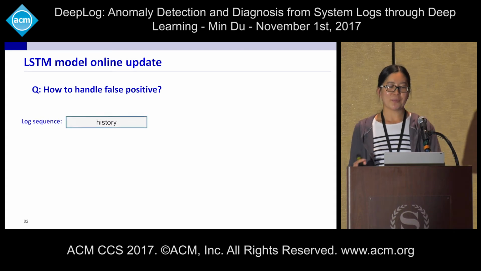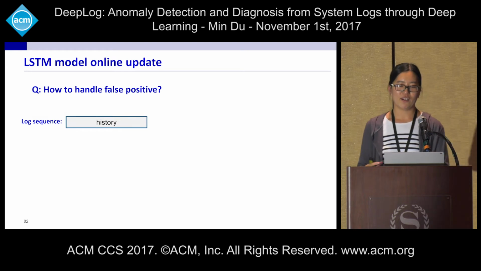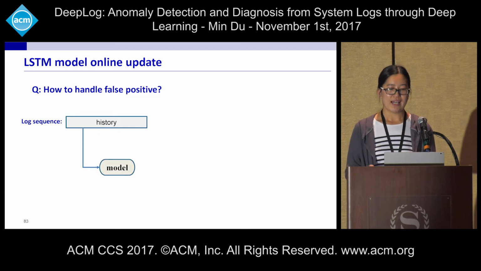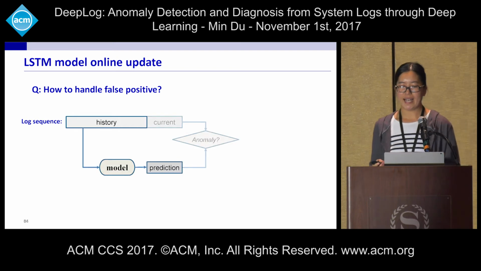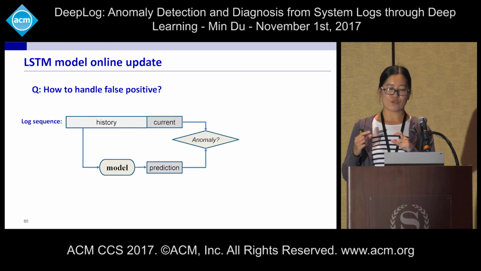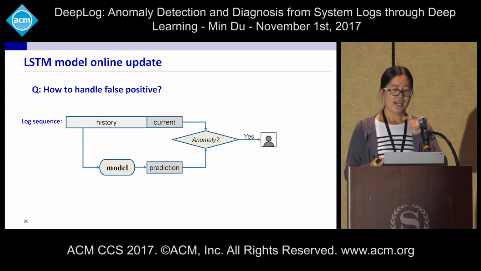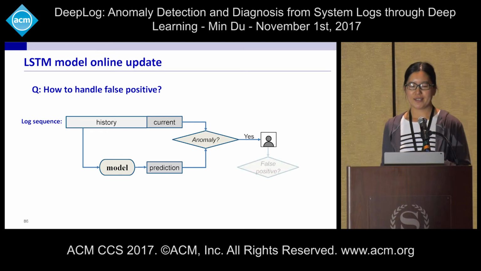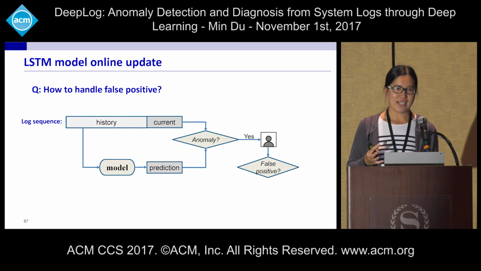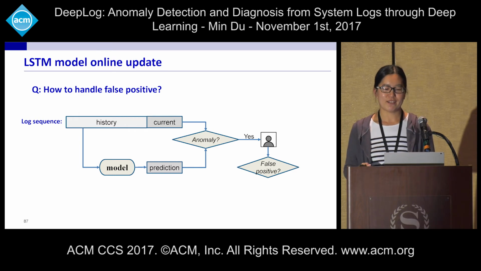Previously, we have a trained model, and then we input a history sequence into this trained model and get some prediction. And then we check the actual value that appeared against our prediction to see if this actual current value is an anomaly. If it is an anomaly, we will report this information to the user, and the user could diagnose this anomaly using our provided workflow model to check if it is a false positive.